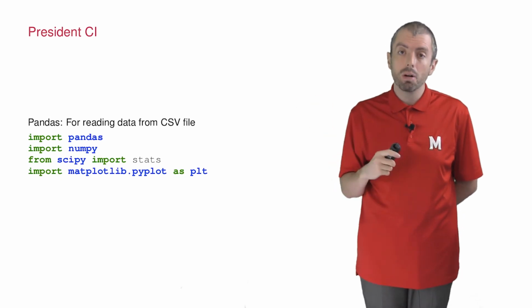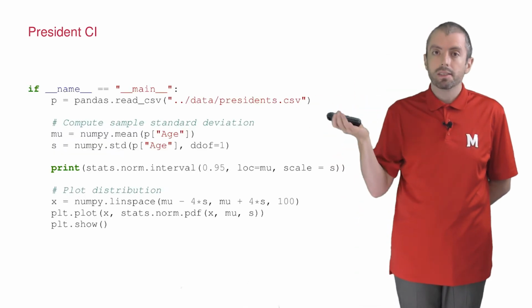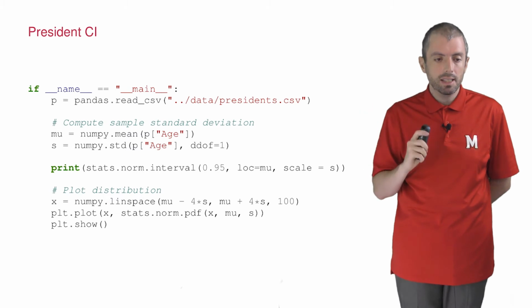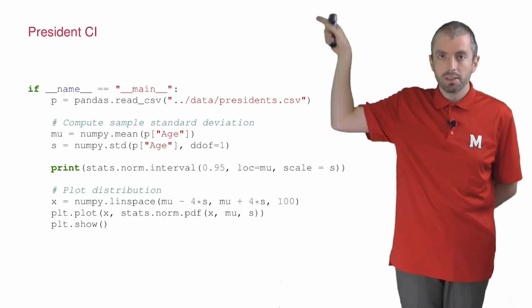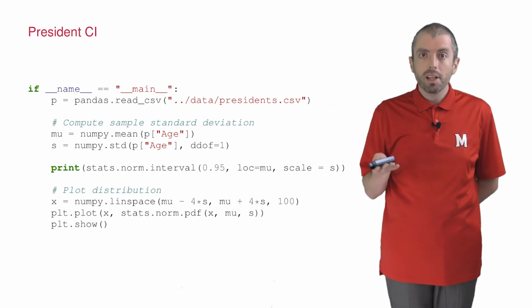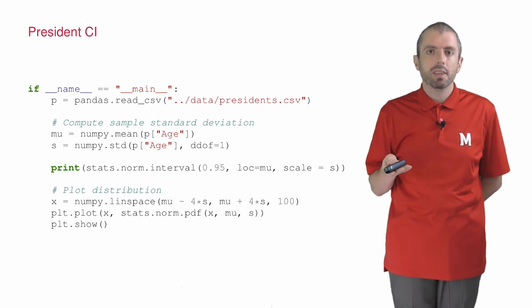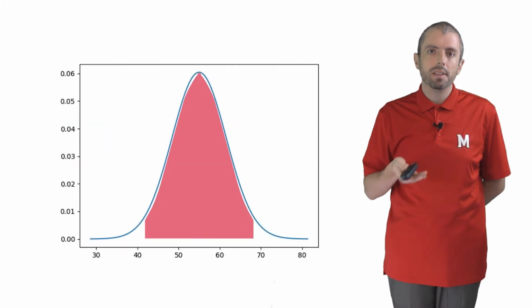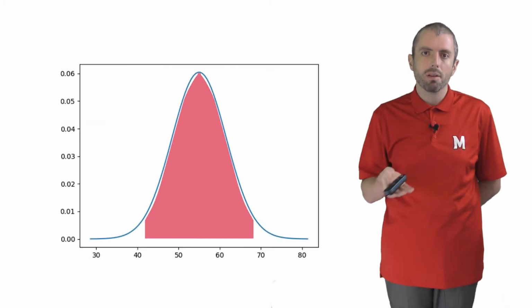This is all in the warm-up directory. So let's compute the mean and the sample standard deviation. Let's plot what the PDF would look like. It's centered at the mean, 55, and extends out from that.